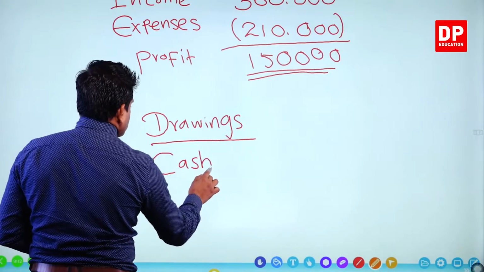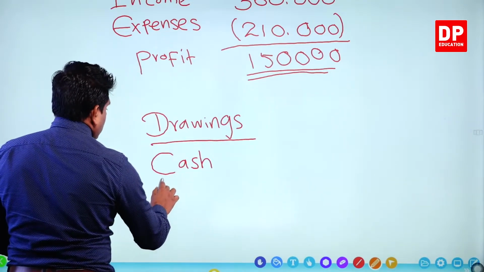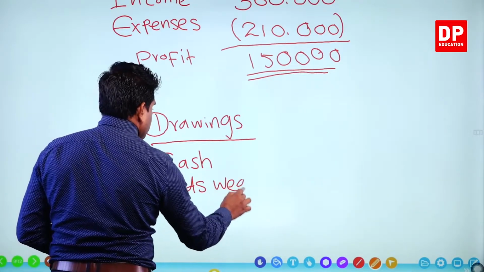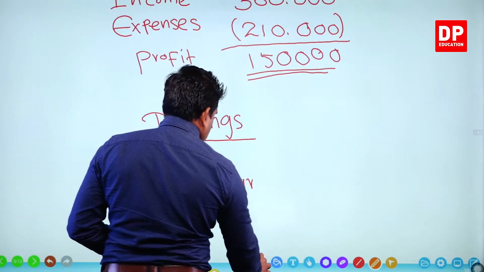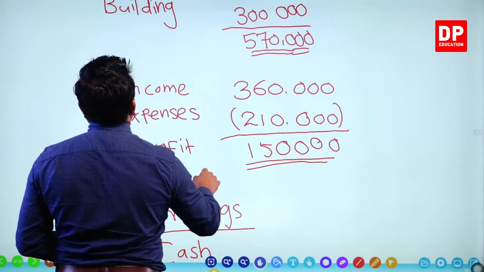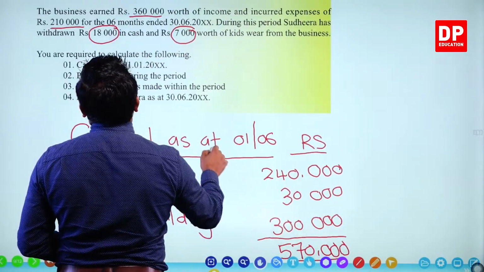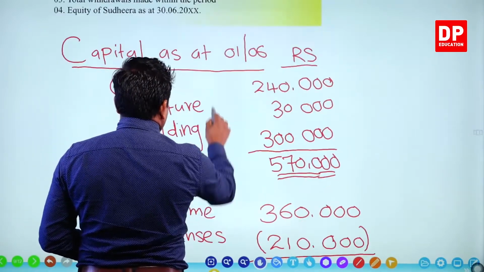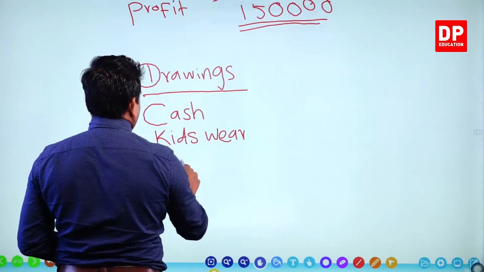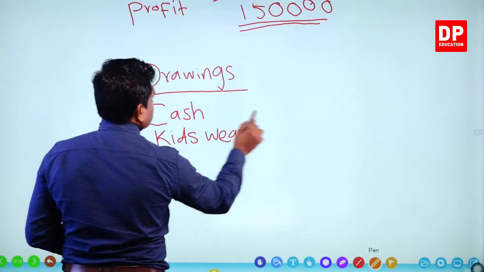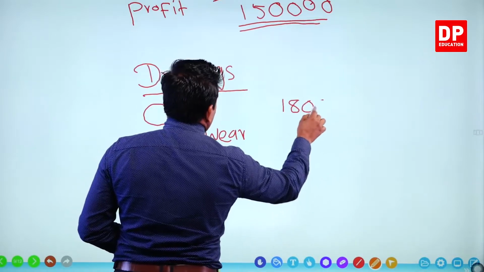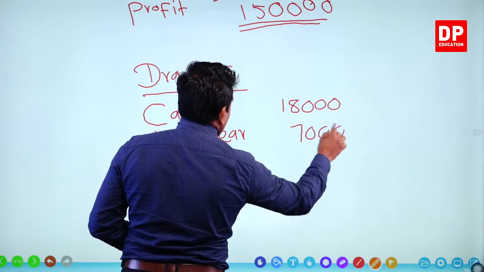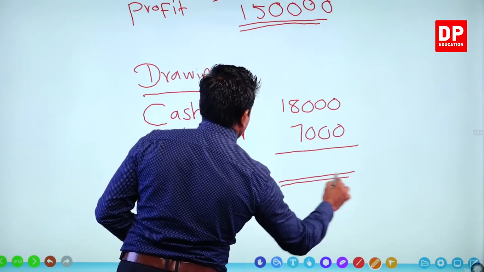He withdrew cash, how much? And he withdrew kids wear stock. Cash drawings and stock drawings, right? Now we can find the values they have given us in the question: 18,000 rupees cash and 7,000 kids wear. How much is the value of the stock they have withdrawn? 7,000. Then how much are the total withdrawals? 25,000.